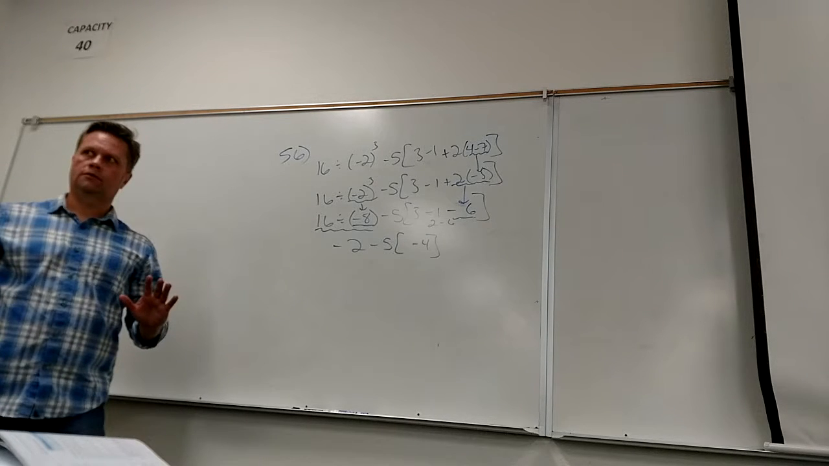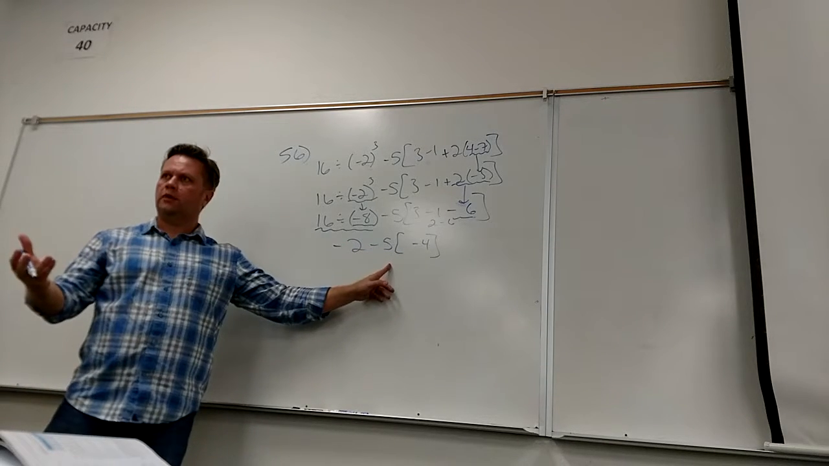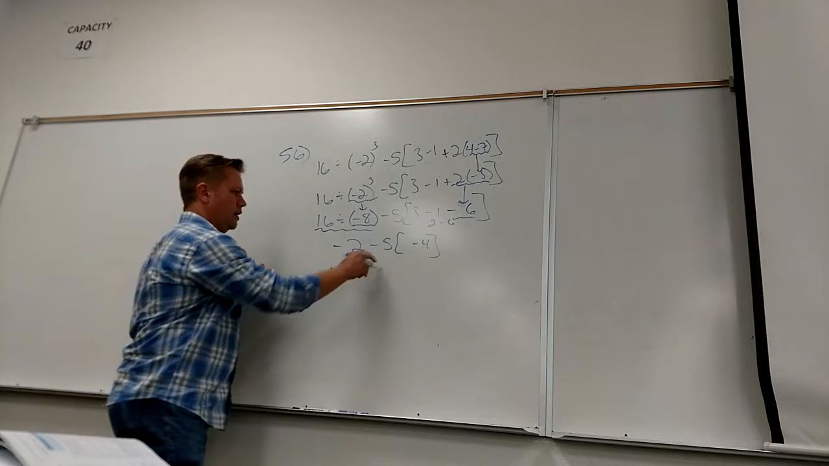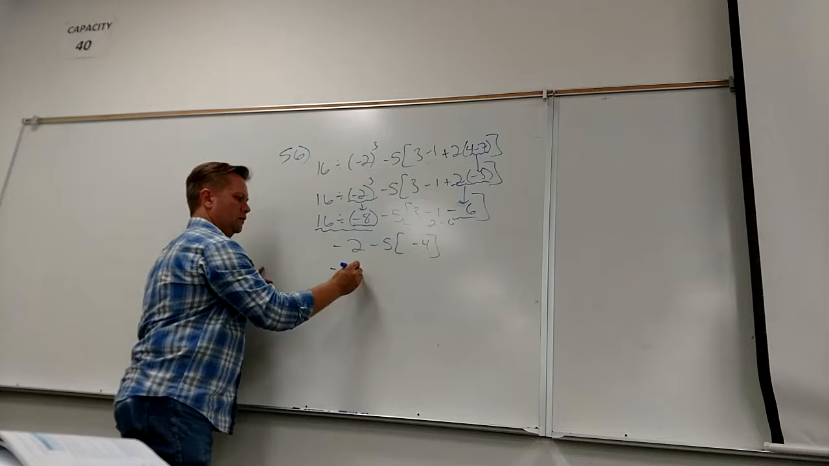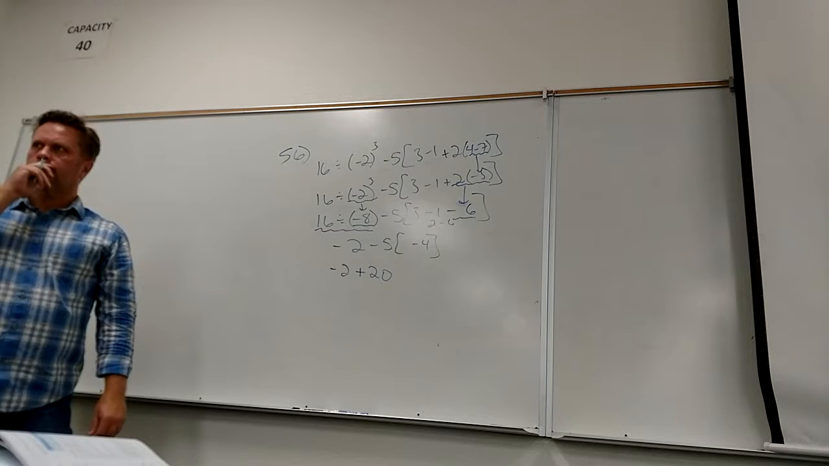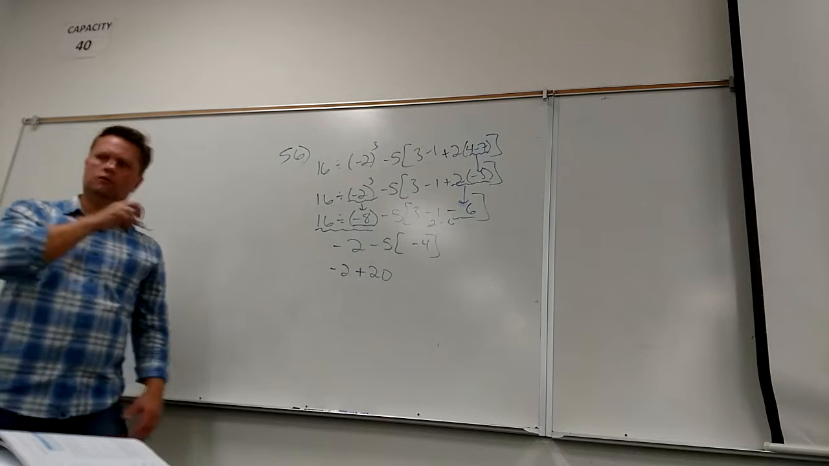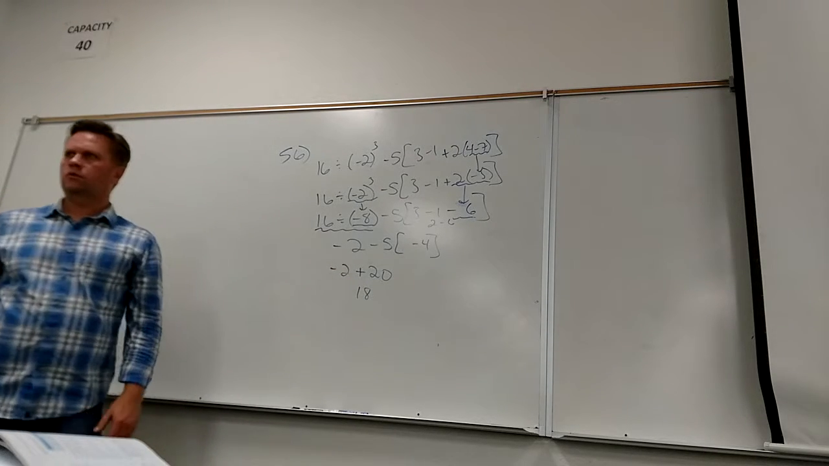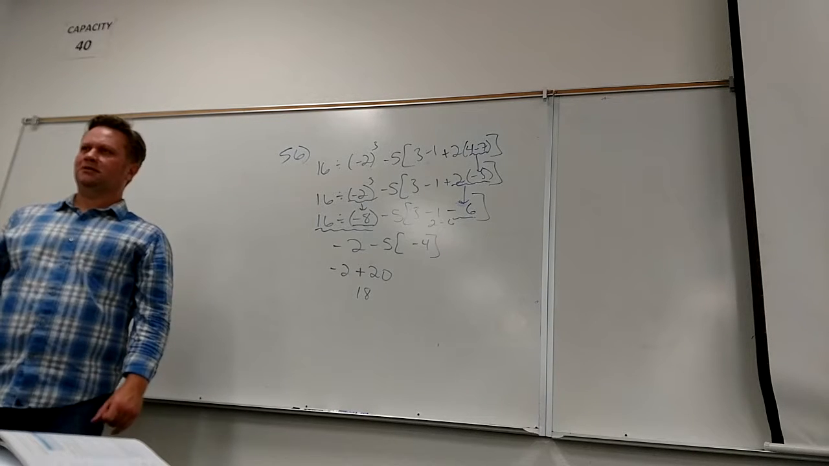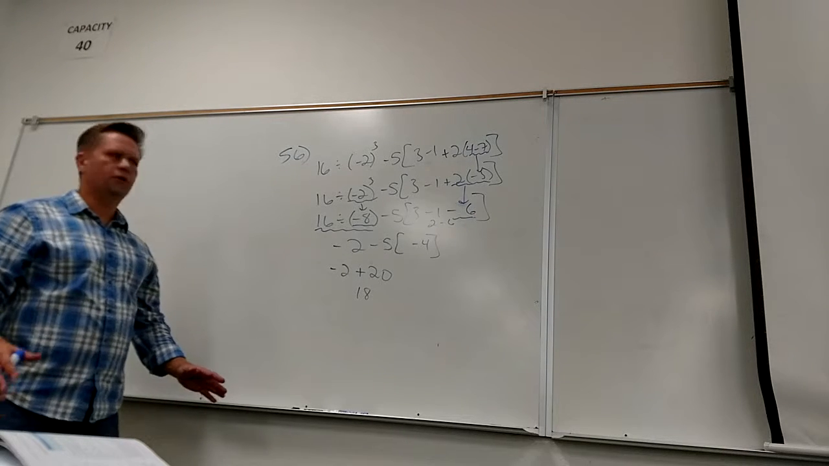And now what would I do? You multiply the negative. Good. I have subtraction, I have multiplication, so obviously I'm going to do multiplication next. I could do this, but I'm trying to get you guys away from that. Negative 5 times negative 4 is positive 20. And of course, what's negative 2 plus 20? 18. Is that right? Are we all right?